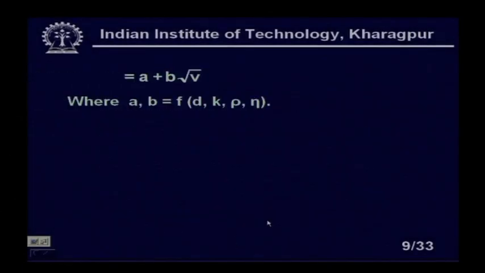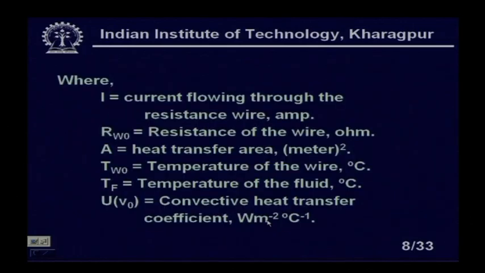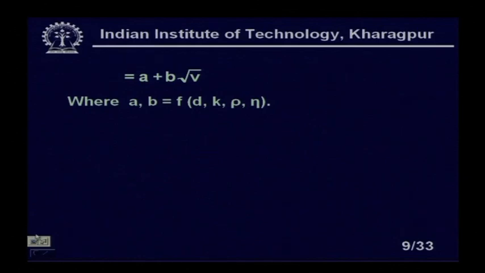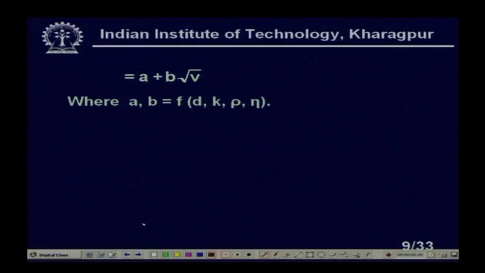Now, this also can be written as, that means these equations I am talking of, this UV naught can be written as, that means I am saying that it looks like this. UV naught equal to AB under the square root V, where AB depends on d, k, rho and eta viscosity.